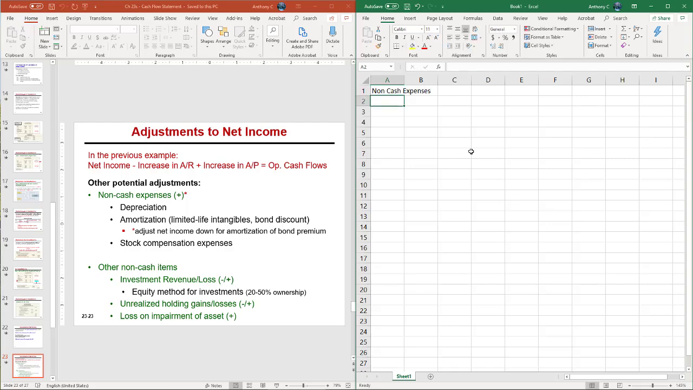If we have a non-cash expense, we know that expenses decrease net income, but if it's non-cash, that means no cash will be exchanged. So in turn, if we're trying to adjust net income to a cash basis, we would have to add back non-cash expenses. An example of this is depreciation. If we think about depreciation or even amortization, we're just allocating the cost of an asset over its useful life.